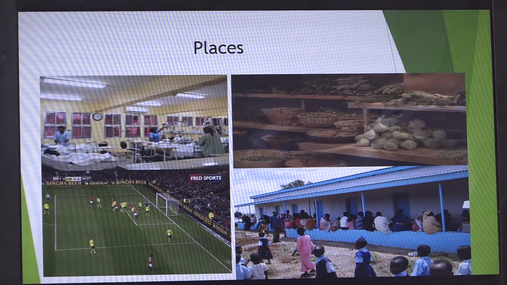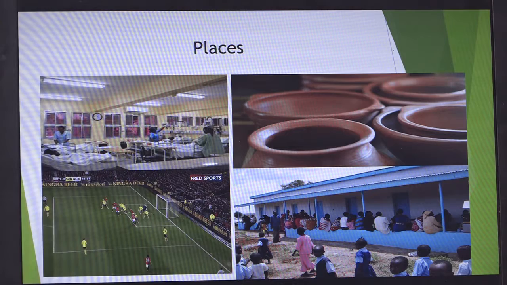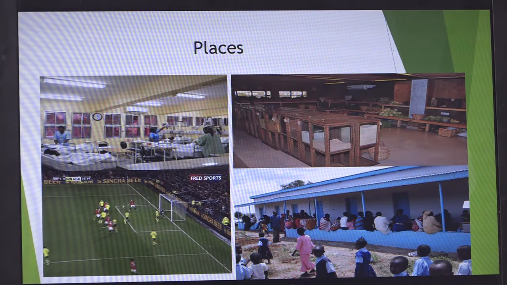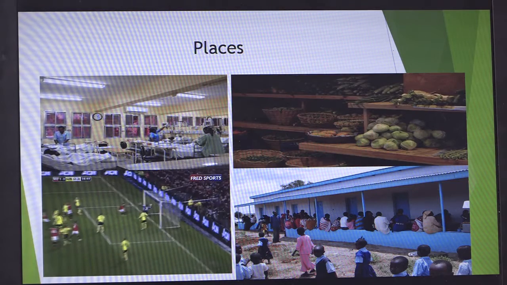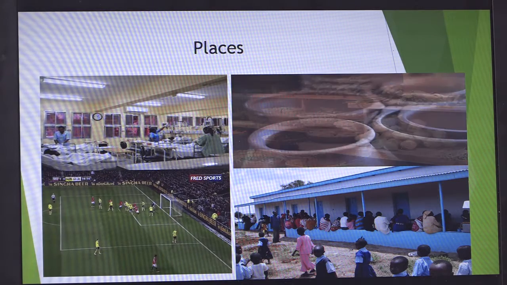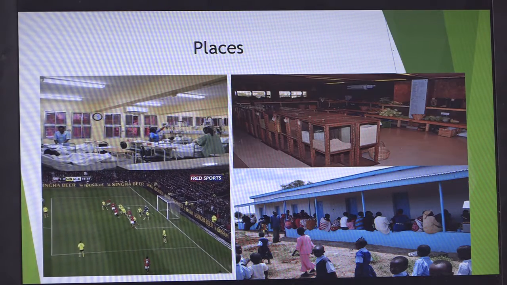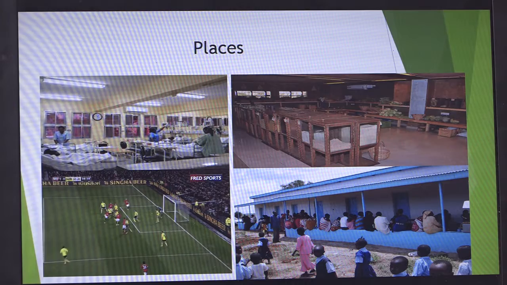Examples of places that we know. We have got the hospital, as we can see from the picture. We have a stadium where games are played. We have a market where we buy things. And we have a school where children learn.